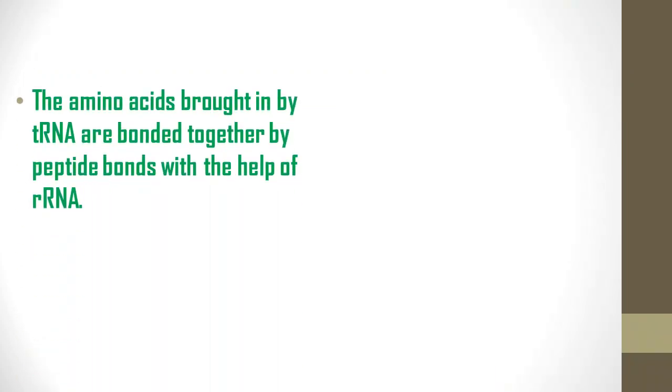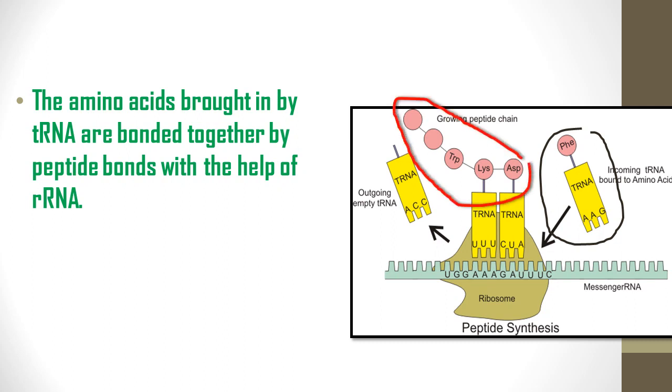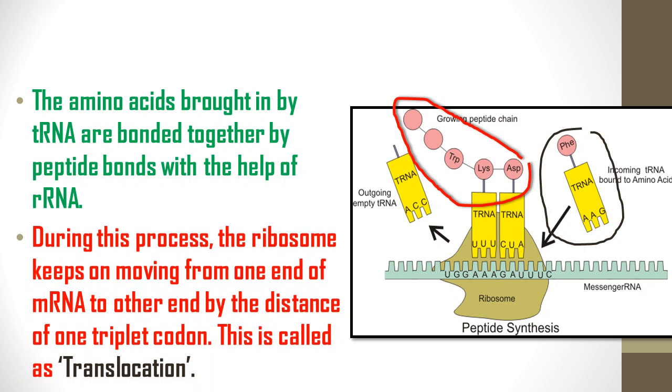Okay, and the amino acids brought in by tRNA are bound together by peptide bonds with the help of rRNA or ribosomal RNA. And here you can observe the incoming transfer RNA bound to the amino acid. That means the transfer RNA is bringing a particular type of amino acid, that is PHE meaning phenylalanine, ASP meaning asparagine, and LYS, that is lysine. So these are the different types of amino acids which are brought by the transfer RNA to the messenger RNA. And here you can observe the growing peptide chain. And during this process, the ribosome keeps on moving from one end of the messenger RNA or mRNA to the other end by the distance of one triplet codon, and this is called the translocation process.